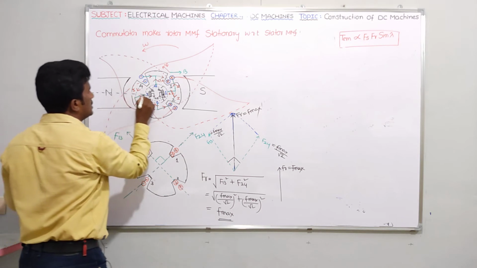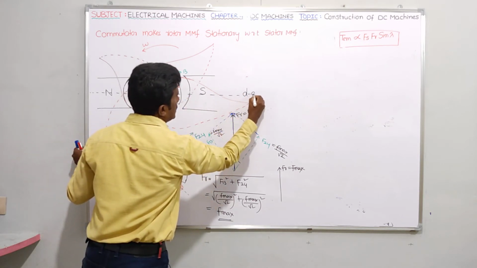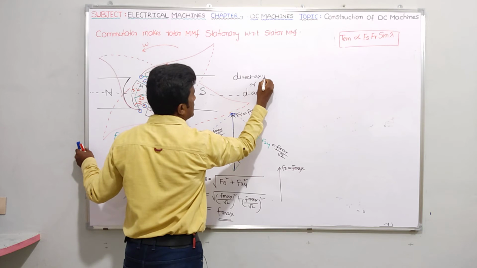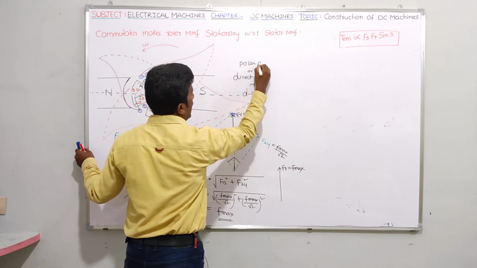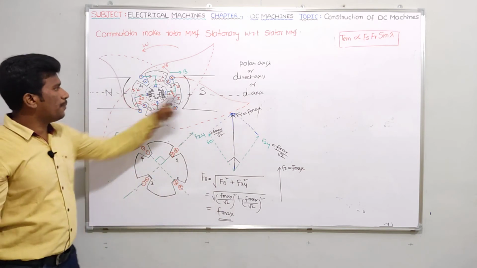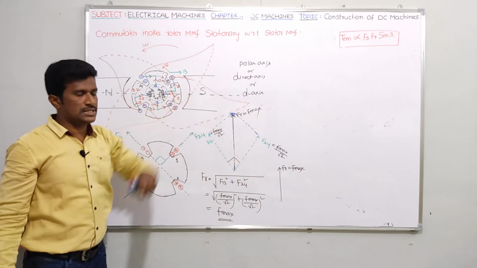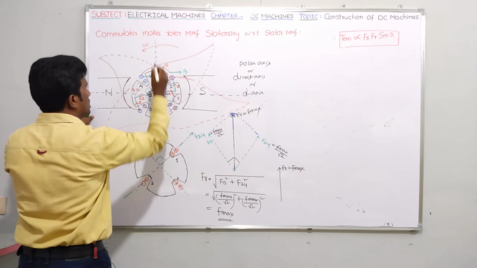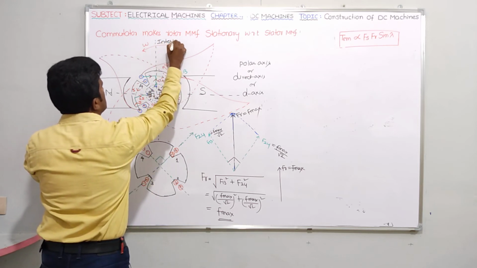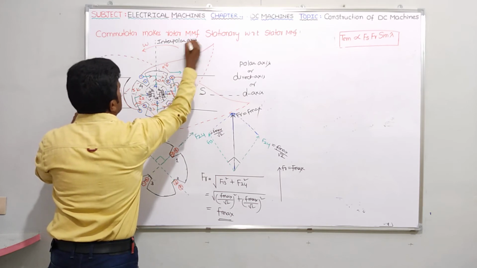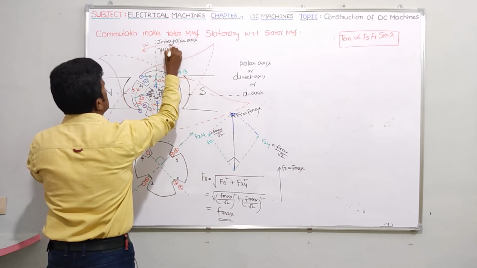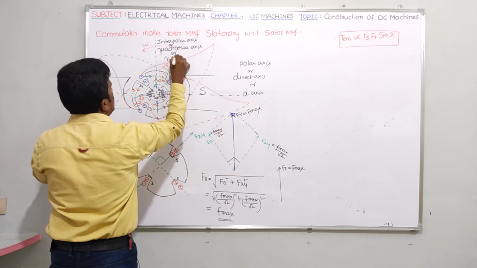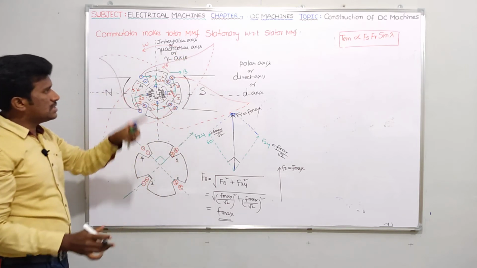If you want, I can write here. See, this axis is nothing but the D axis. What is the other name for D axis? Direct axis. What is the other name for direct axis? I can say polar axis. The axis which is passing along poles is nothing but the polar axis, or direct axis, or D axis. The axis which is passing between poles is nothing but what? Interpolar axis, or I can say quadrature axis, or Q axis. See, there is some reason why I am writing all those things here.